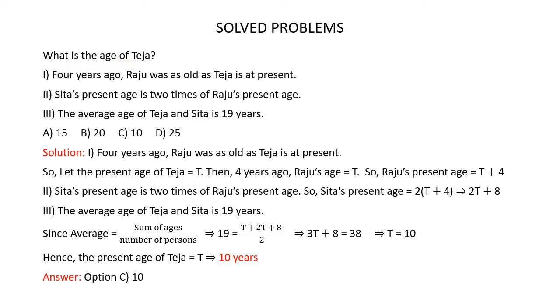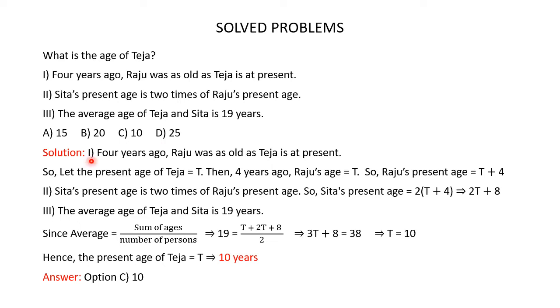What is the age of Teja? Statement 1 says 4 years ago, Raju was as old as Teja is at present. Statement 2 says Sita's present age is 2 times Raju's present age. Statement 3 says the average age of Teja and Sita is 19 years. So based on these three statements, you have to find the age of Teja. You are given 4 options here and you have to find out which of these options is the correct one.